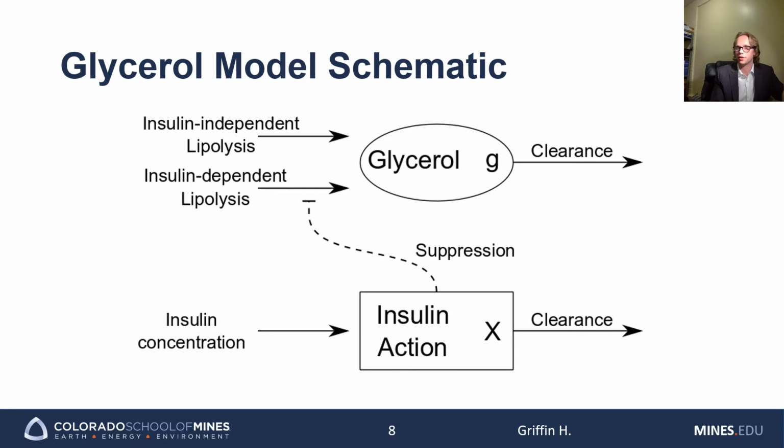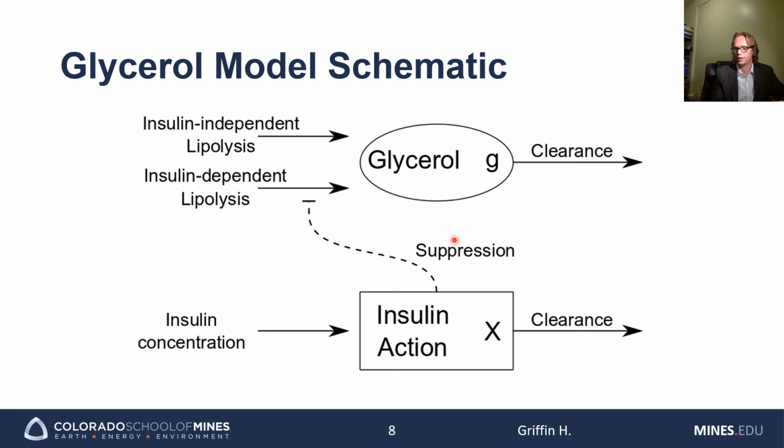To capture glycerol dynamics, we developed a model. In this model, we have two sources of glycerol. The insulin-independent lipolysis is the source of glycerol that is unaffected by insulin. Right? As we saw in our original schematic, some glycerol is still produced in the fed state. This accounts for that. The second term is insulin acting on lipolysis, suppressing lipolysis, so not as much glycerol is produced. As you can see, insulin action is suppressing lipolysis.